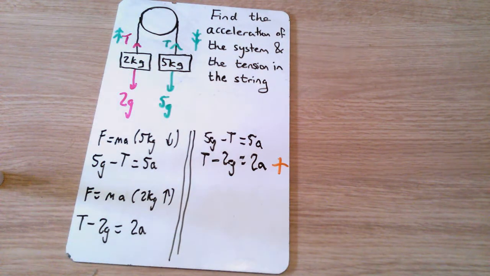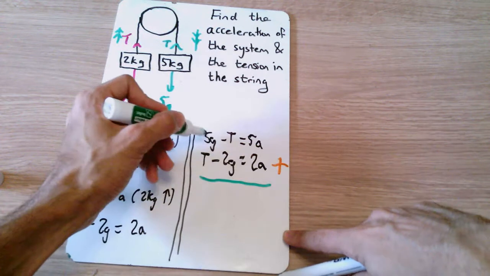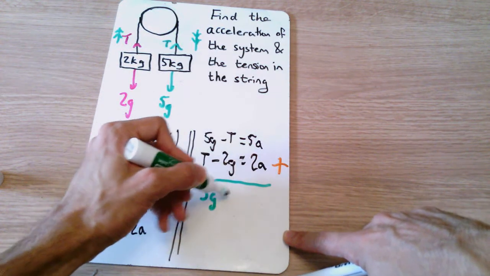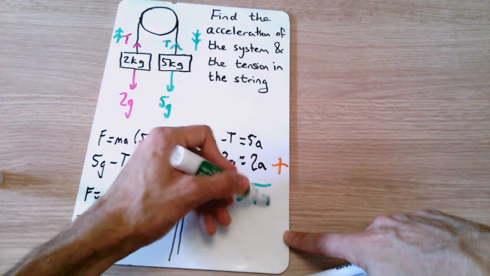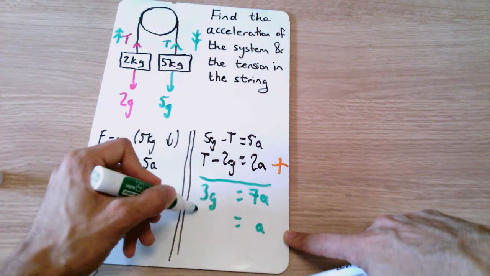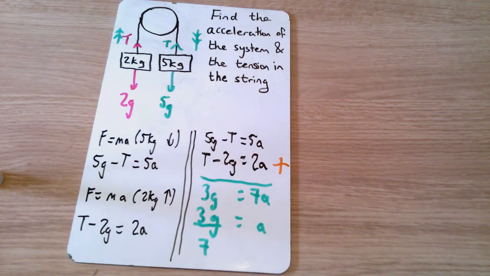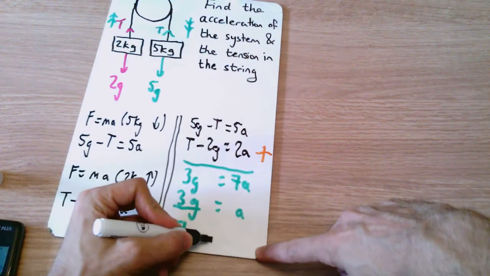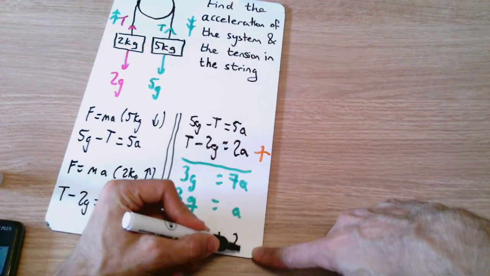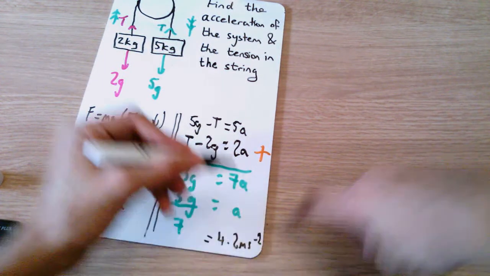If we add this together, we get 5g minus 2g is 3g is equal to 7a. And that means a is equal to 3g divided by 7. Now, the value of g we know as 9.8. So if I multiply that together, 3 times 9.8 divided by 7 is equal to 4.2. So the acceleration of this system is equal to 4.2 meters per second squared.